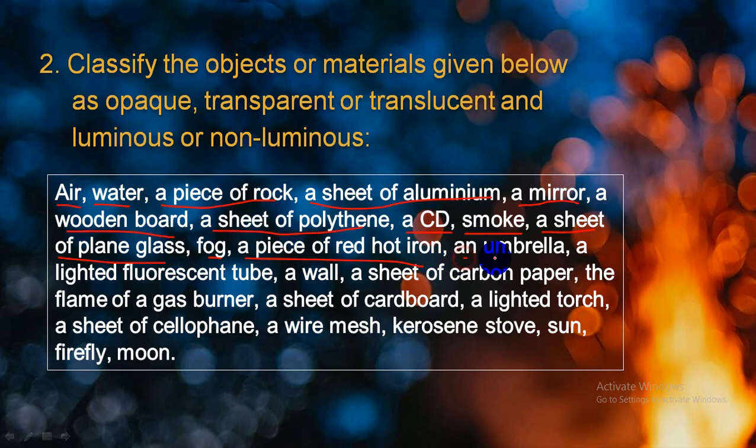An umbrella, simple, opaque and non-luminous. A lighted fluorescent tube. Now what does fluorescent tube mean? When we were not using LED bulbs, at that time a very long tube-like structure used to come, which we call a tubelight. So that tube light's actual name is lighted fluorescent tube. That should be considered a luminous object because it provides us light. That's why it is considered a luminous object.